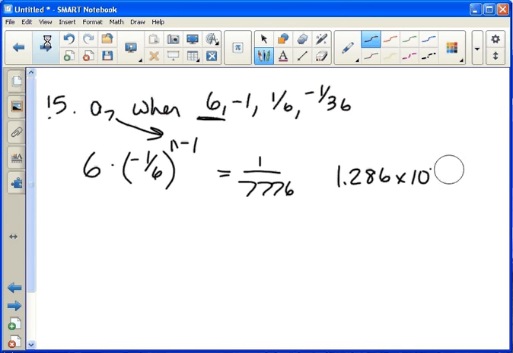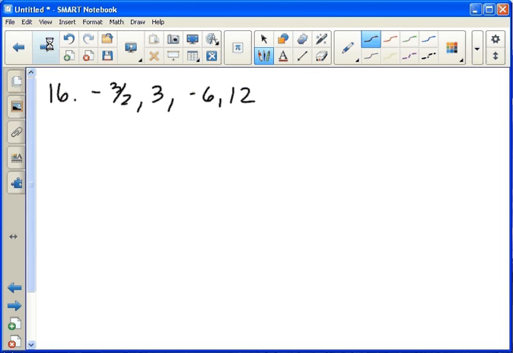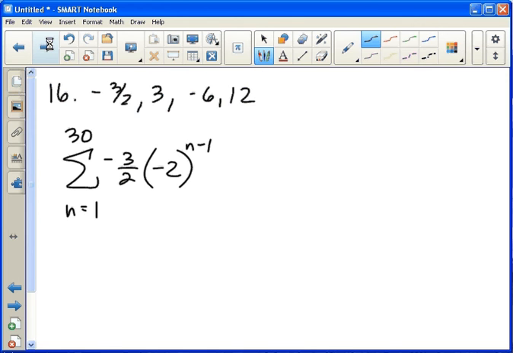16, find the sum of these numbers, the first 30 of them. So you'll do sigma, and you'll go from 1 through 30, and then you'll write the equation. You put a1 there. You are multiplying by negative 2 each time, and that will make your equation. So you can use Math 0 and make that happen, and your answer should be 5,368,709,11.5. So that's 536 million.